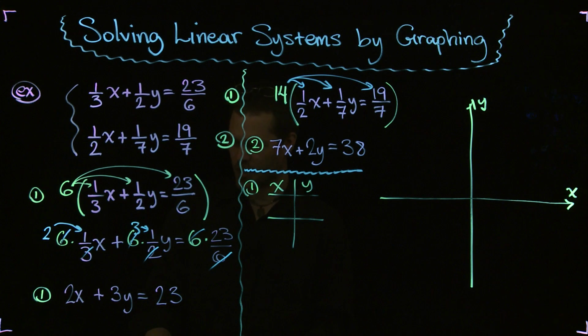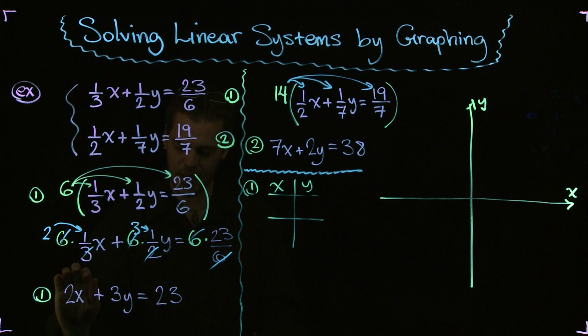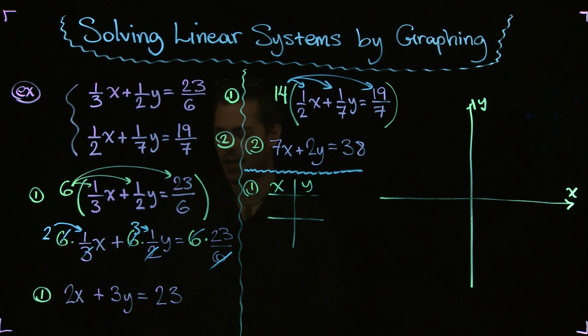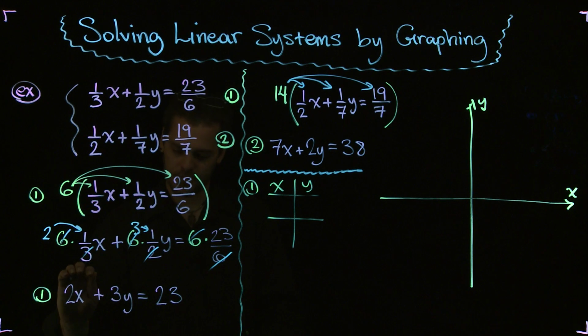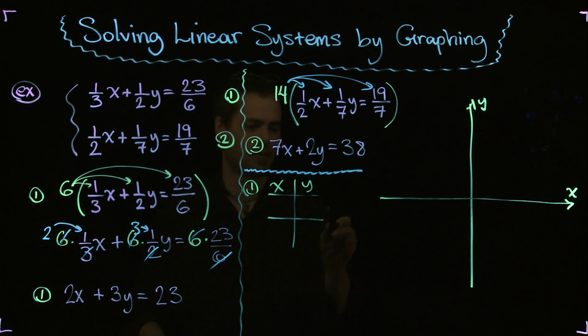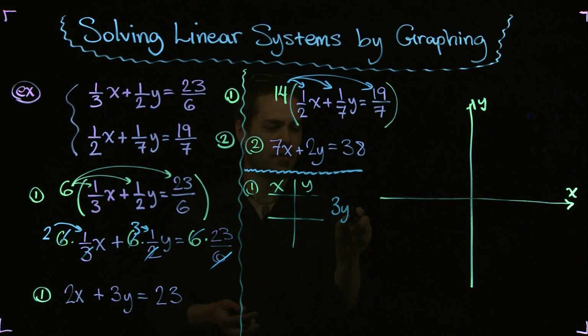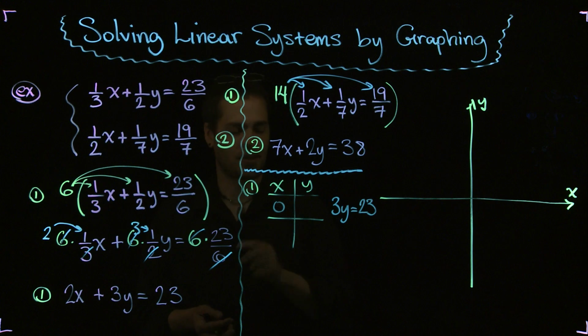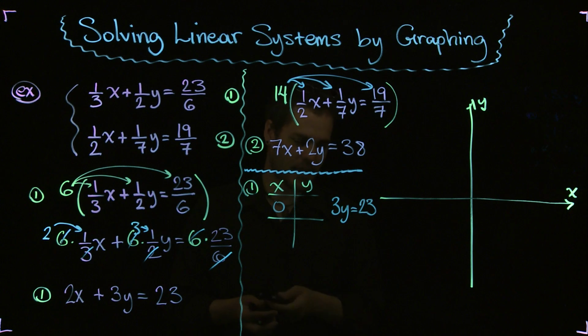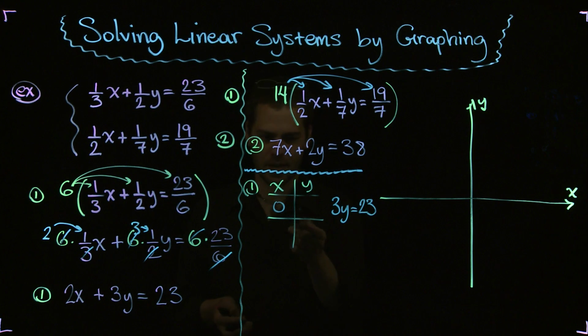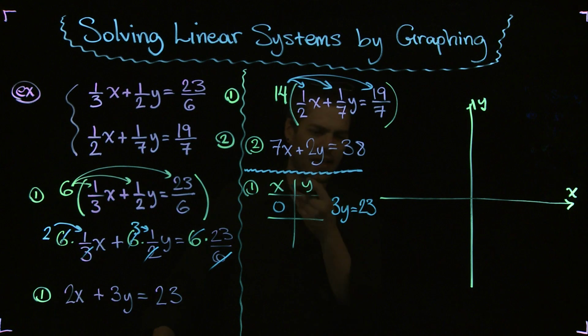For equation number 1, to find the y-intercept, I let x equal 0. So I'm going to cover this with my hand, and of course you can still see it, but you can cover it yourself there. If I let x equal 0, then I have 3y equals 23. And that's when x is 0. So if I divide both sides by 3, then I'm going to get the y-intercept. That doesn't divide exactly by 3.